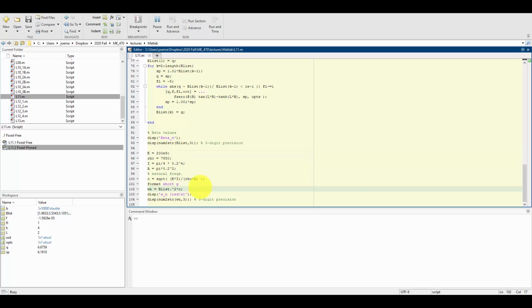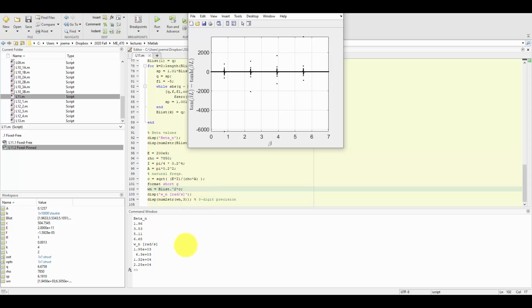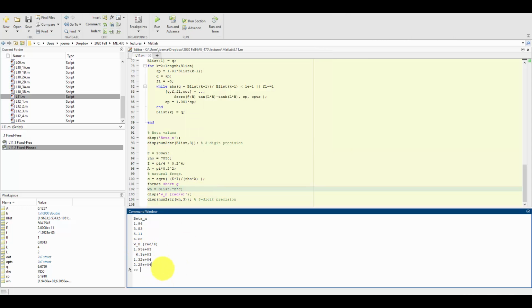So if we run this whole thing, get our beta values, then we get here the first 4 natural frequencies are about 1950 through 22,500. And I'll put in with more detail what those are. Now keep in mind that everything about the beam is the same as it was in the first example, except it's a pin connection at the right side rather than a free end like it was in example number 1. And that did indeed change the natural frequencies.